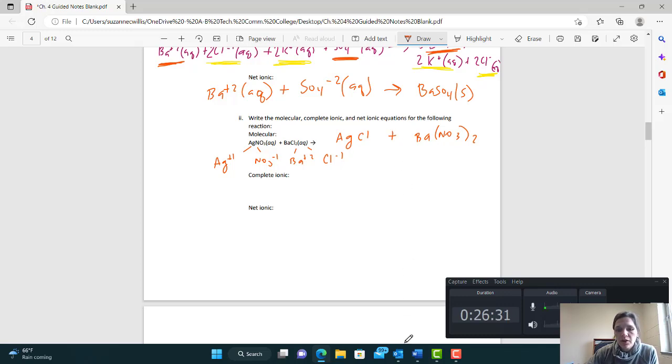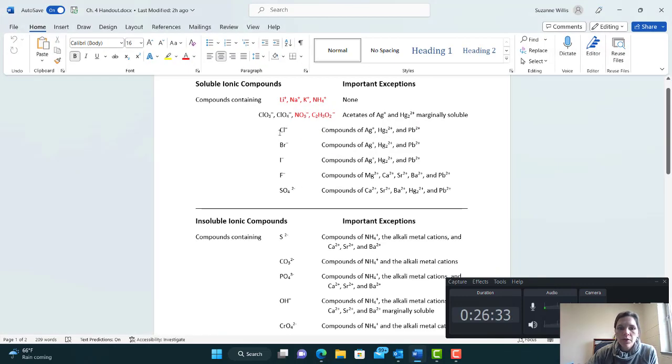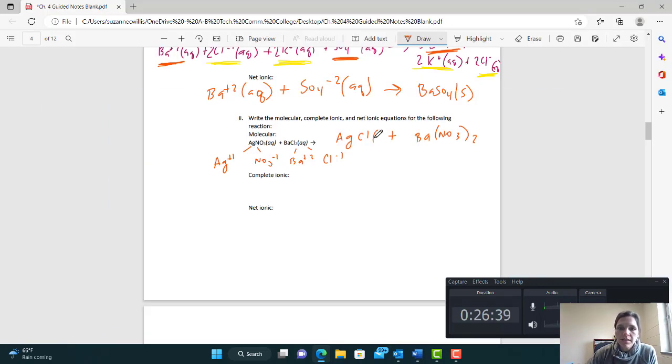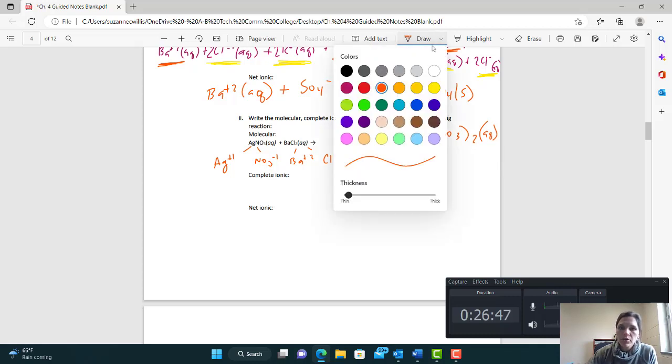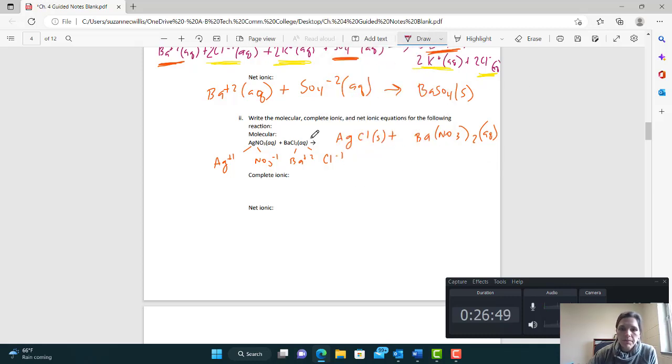The next step is to go to your solubility rules. So if we go to chloride, he's normally soluble but not with silver. So he's going to be insoluble. He's a solid. Barium nitrate, nitrate makes everything soluble. So he's aqueous. Now we need to remember to balance the equation.